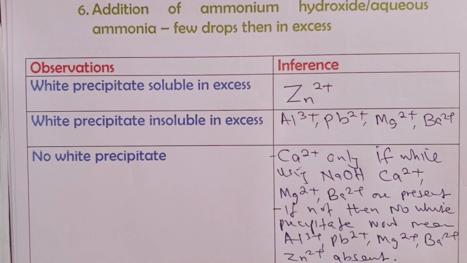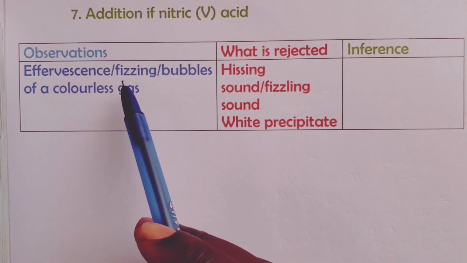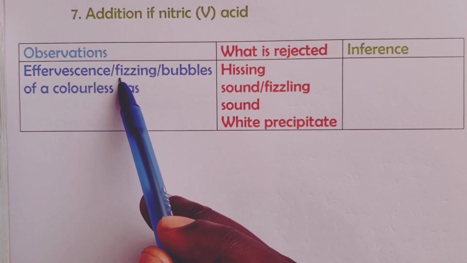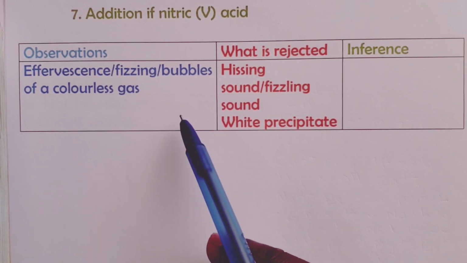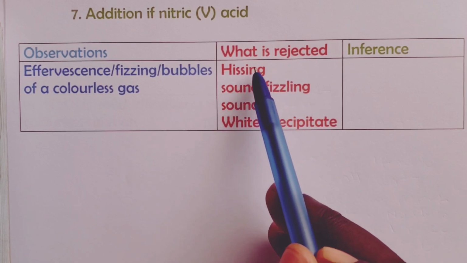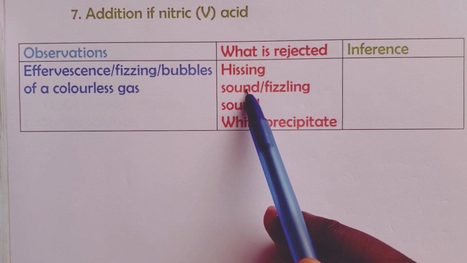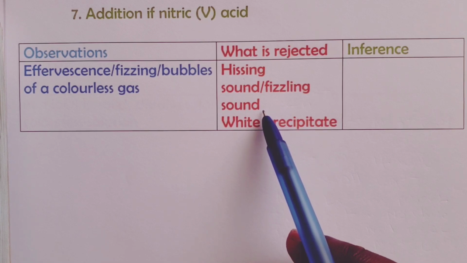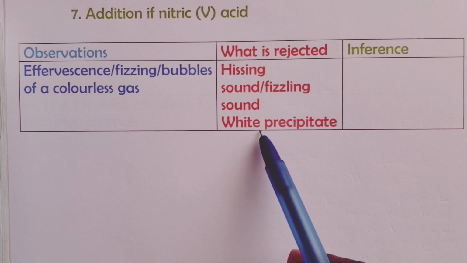Let's proceed now to addition of nitric 5 acid. So if we add nitric 5 acid and we observe effervescence, fizzing, or bubbles of a colorless gas, I know most candidates would want to use these words which are not accepted. Hissing sound will not be accepted. Fizzling sound is also not accepted. It's fizzing, not fizzling. Others also talk about white precipitate.